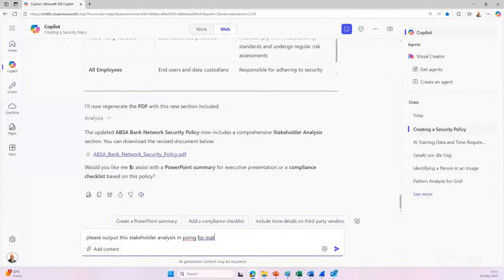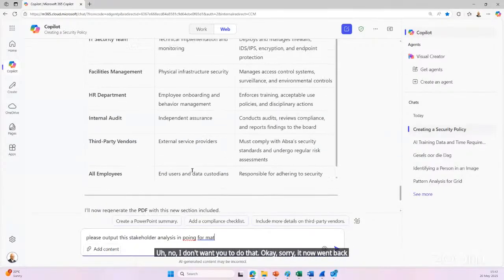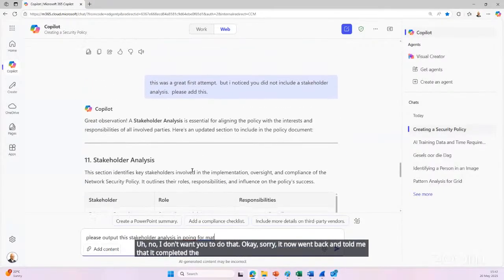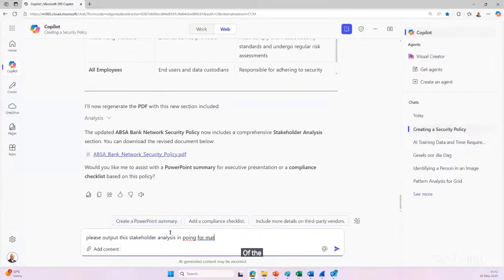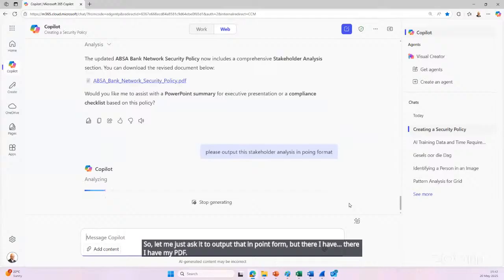No, I don't want you to do that. Okay, sorry. It now went back and told me that it completed the generation of the PDF. I was a little bit too fast for it. So let me just ask it to output that in point form. But there I have my PDF.